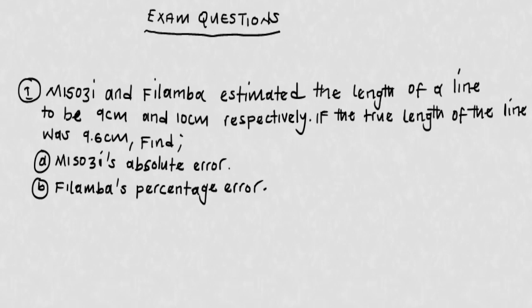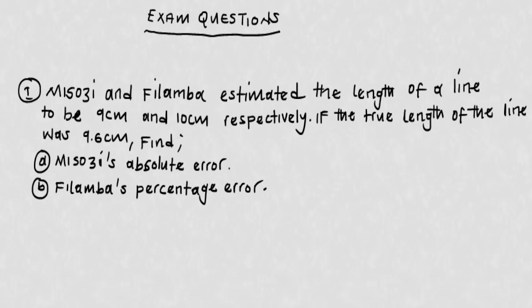So the first question we're going to look at is as follows. The question reads, Misozi and Filamba estimated the length of a line to be 9 centimeters and 10 centimeters respectively. If the true length of the line was 9.6 centimeters, find A, Misozi's absolute error, B, Filamba's percentage error. Right, so these are one of the few questions that would come on this topic.